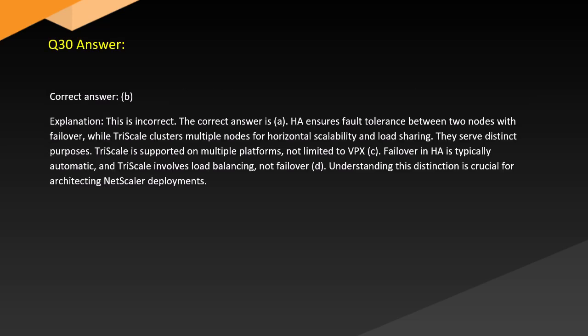Answer. Correct answer. B. Explanation. This is incorrect. The correct answer is A. HA ensures fault tolerance between two nodes with failover, while Trisca clusters multiple nodes for horizontal scalability and load sharing. They serve distinct purposes. Trisca is supported on multiple platforms, not limited to VPX, C. Failover in HA is typically automatic, and Trisca involves load balancing, not failover, D. Understanding this distinction is crucial for architecting NetScaler deployments.